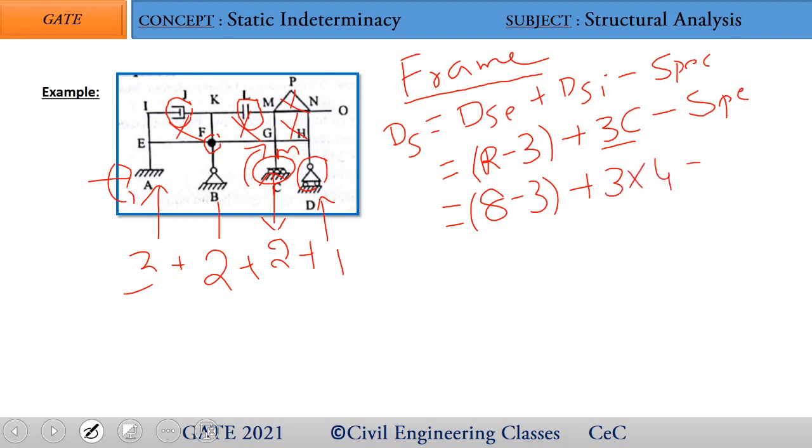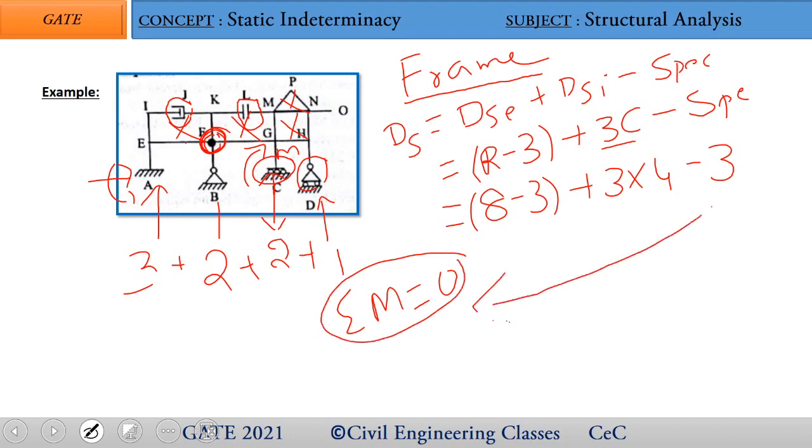So carefully observe. Here a hinge is present at F, and there are 4 members connected to this hinge. If 4 members are connected, we will have 3 extra equations of sum of the moments equal to 0. So we can have 3 equations of sum of the moments equal to 0 at the point F because 4 members are connected.